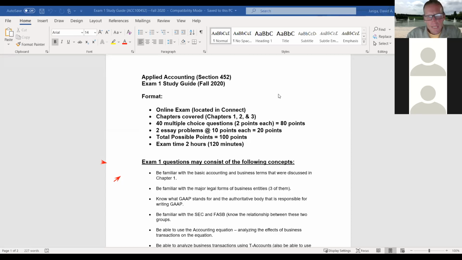I want to make sure you know exactly the makeup of the test. I plan on all the exams being in this type of format. We will have mostly multiple choice and probably a couple of what they call worksheet problems. It's basically like this problem number 10 that I just worked with you, where you've got to enter the debits and credits.